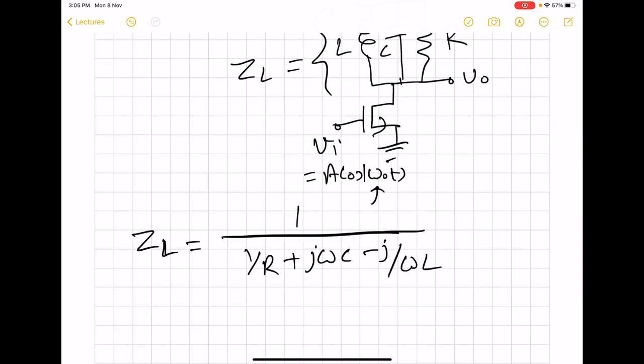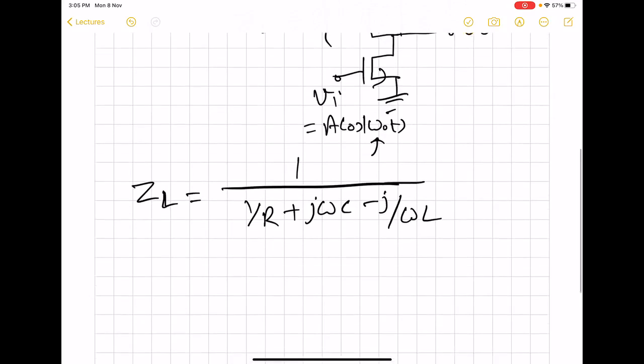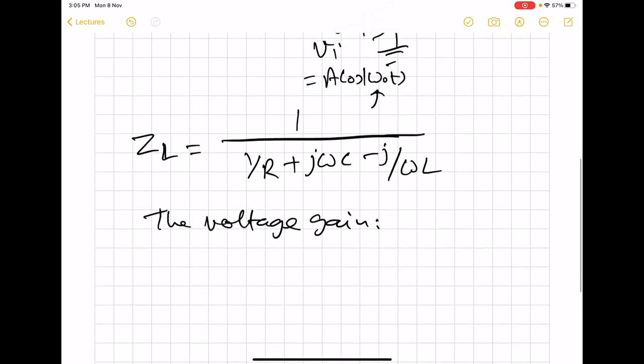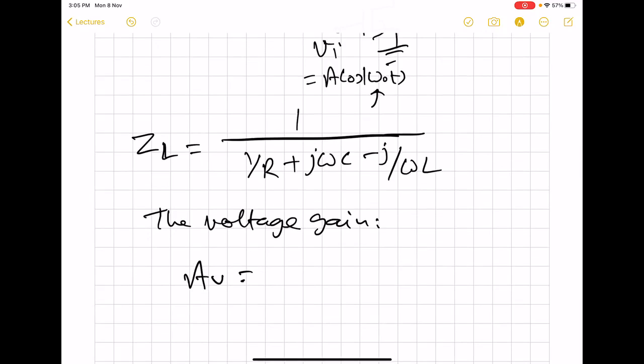So why we are talking about this load is that the voltage gain of this common source amplifier is given by minus gm into the load, and this is valid for lambda equal to 0. So once we know the load, we can find out the gain.